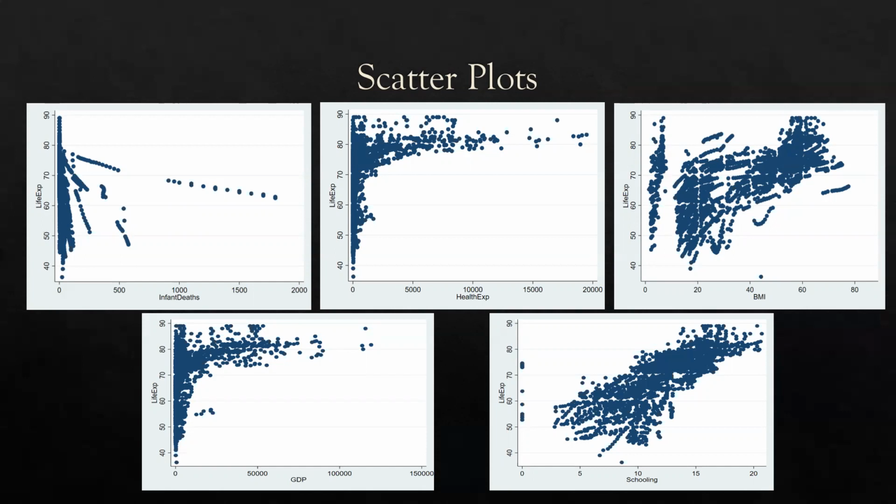BMI is the next scatter plot. This one has a strong positive correlation that coincides with the correlation coefficient previously. The next one is GDP and life expectancy. This shows moderate positive correlation. And then the final one is schooling and life expectancy. They show a strong positive correlation, obviously the strongest correlation between all the variables. All these scatter plots coincide with their correlation coefficients presented in the previous slide.